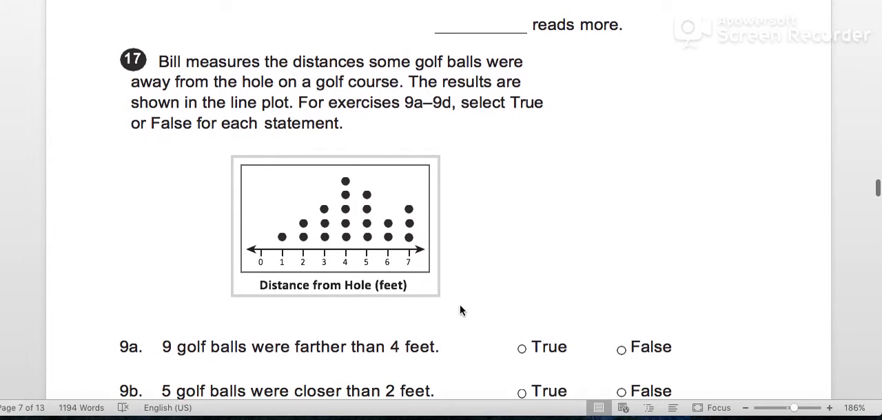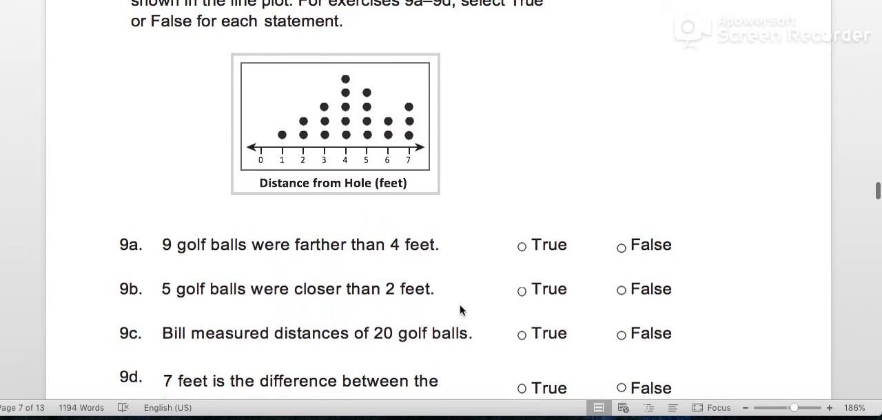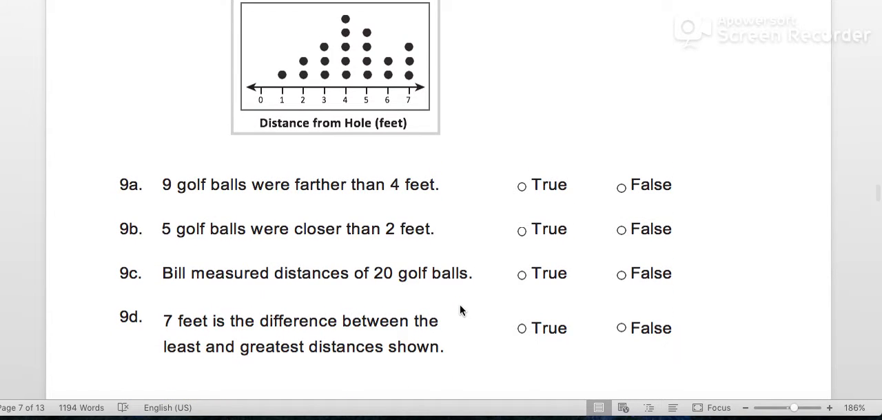Now you're going to answer the questions, true or false. 9 golf balls were farther than 4 feet. So think about which golf balls are farther than 4 feet and see if that answer is 9. If it's not, it's false. If it is 9, it's true. 5 golf balls were closer than 2 feet. So think about what is closer than 2 feet. You want to count up those dots on the line plot. And you're going to answer true or false.